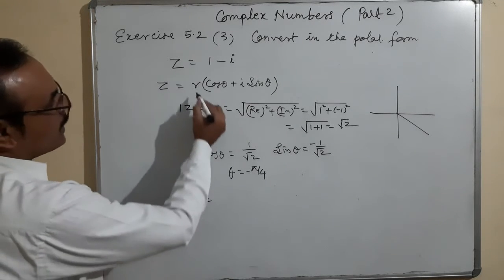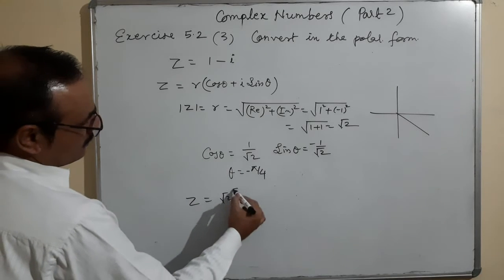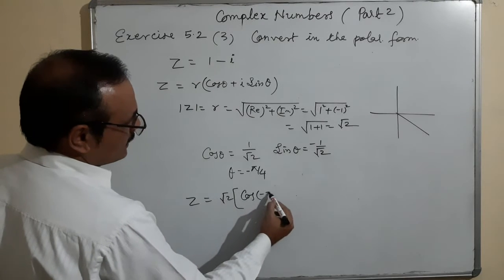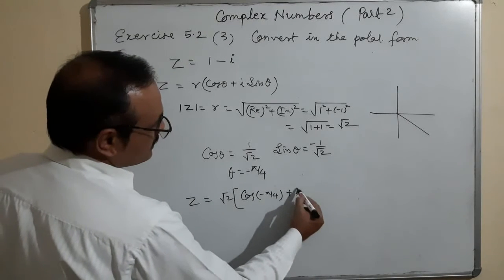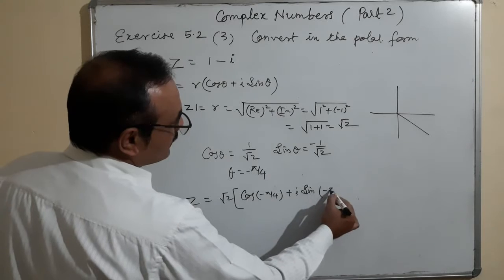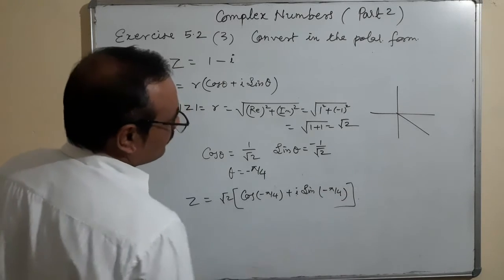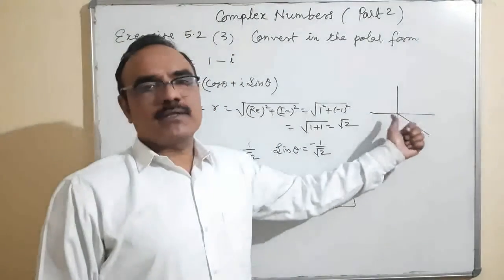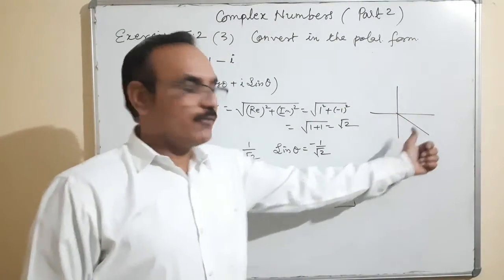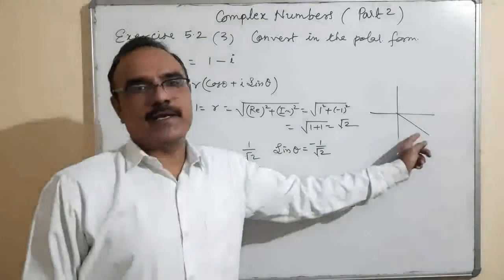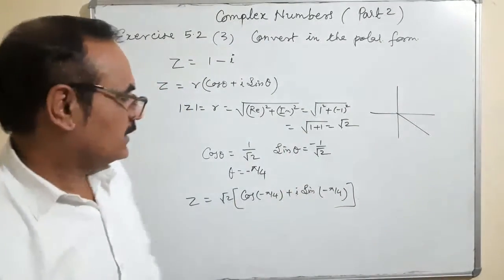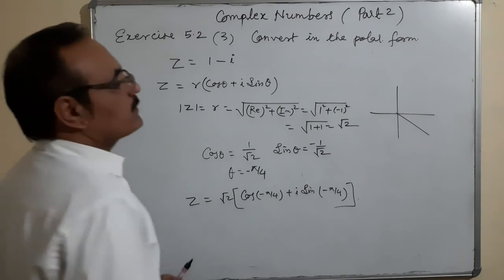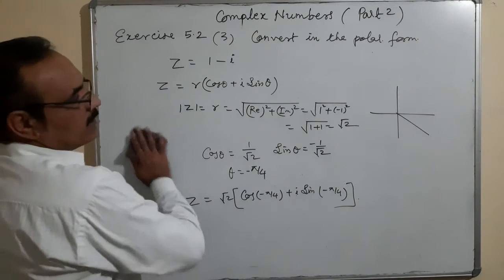Z is equal to r, that is root 2 (cos(-π/4) + i sin(-π/4)). You remember, always when the complex number is in the third quadrant or the fourth quadrant, the value of theta is in the negative form, and in the first and second quadrants, it is positive. You can remember this on the basis of the ASTC rule.